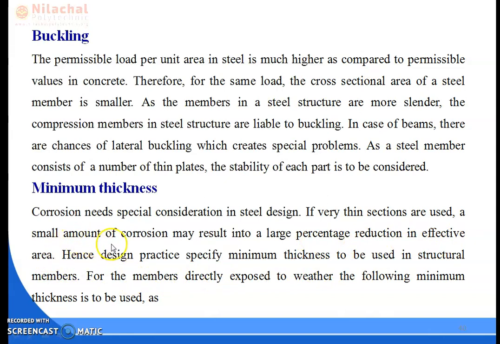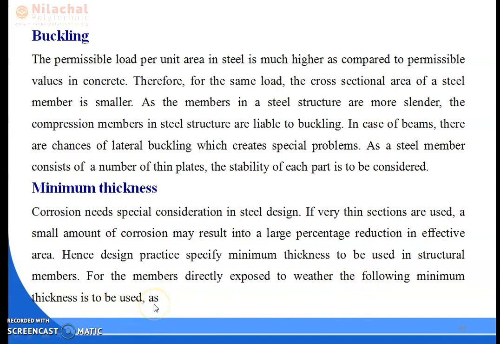That means if corrosion occurs in steel, then the steel may lose its strength capacity. It reduces the effective area. Hence design practice specifies minimum thickness to be used in structural members. For the members directly exposed to weather, the following minimum thickness is to be used.